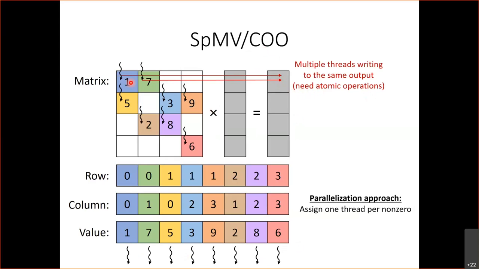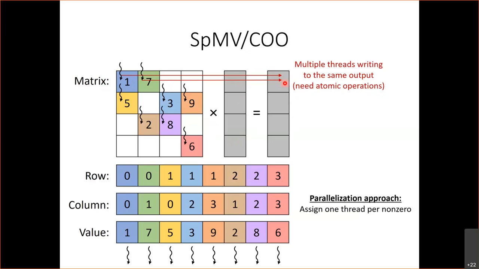It'll get the corresponding value. It'll get the input value corresponding to its column index, and then it'll store at the output value corresponding to its row index. Let's implement this. And because we have multiple threads writing to the same output value, we'll need an atomic operation. Let's go and implement this and see how it works.